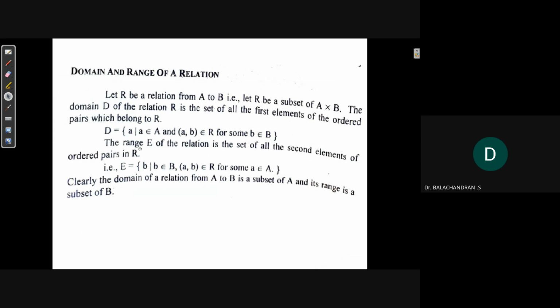Similarly, the range E of the relation is the set of all second elements of the ordered pairs. For example, if you have (a, b) in R, the range contains the second element b, where b belongs to capital B, and (a, b) is in R for some a in capital A. So clearly the domain of a relation from A to B is a subset of A, and its range is a subset of B.